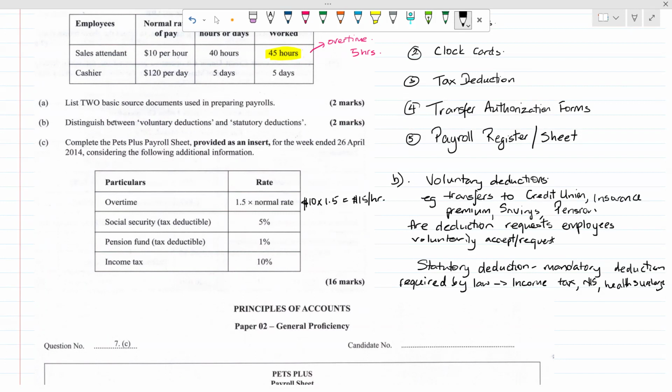Social Security, which is a tax deductible. So this is an example of a statutory deduction. So it's the pension fund. It's 5% and 1%. Income tax is 10%. Right? So this is coming out of their gross pay.